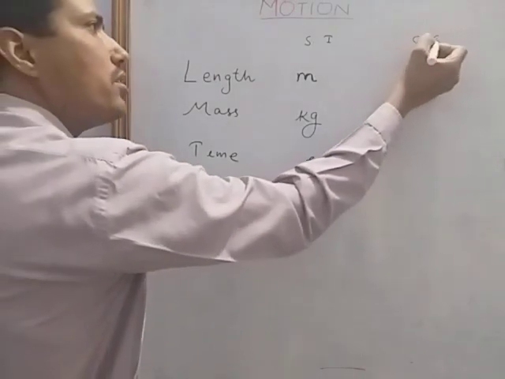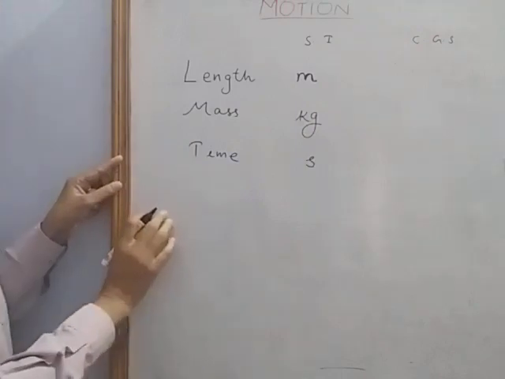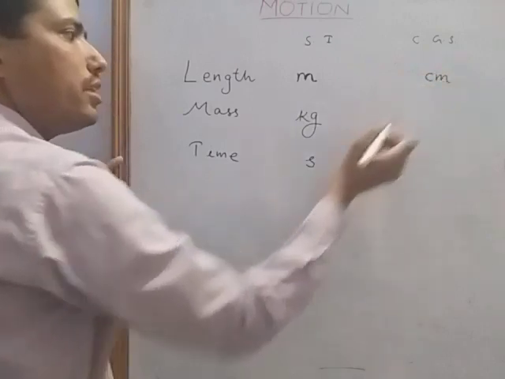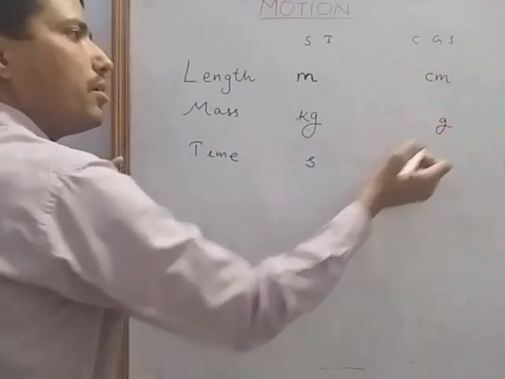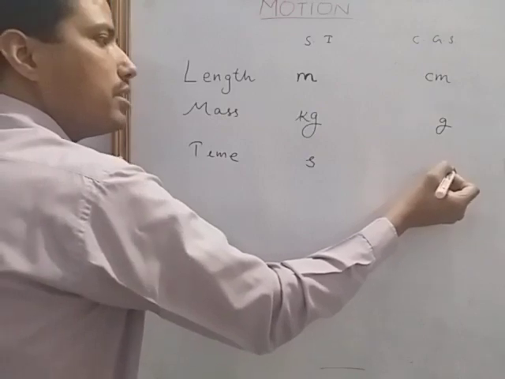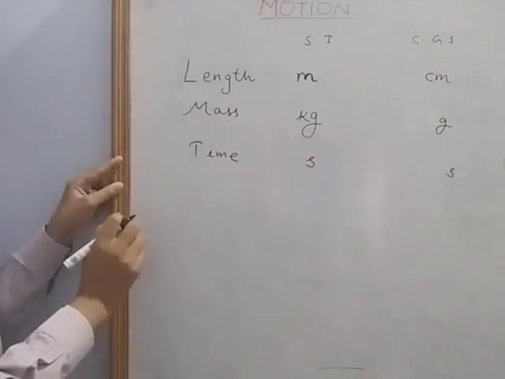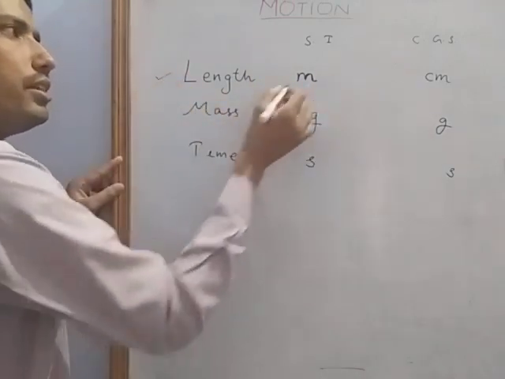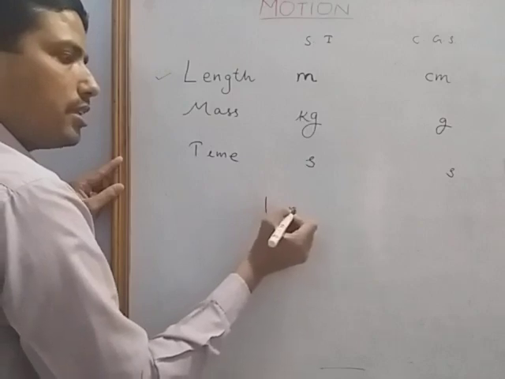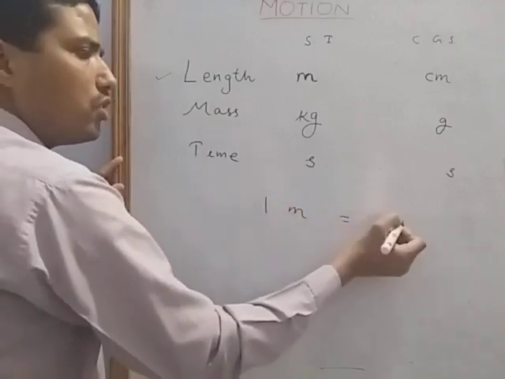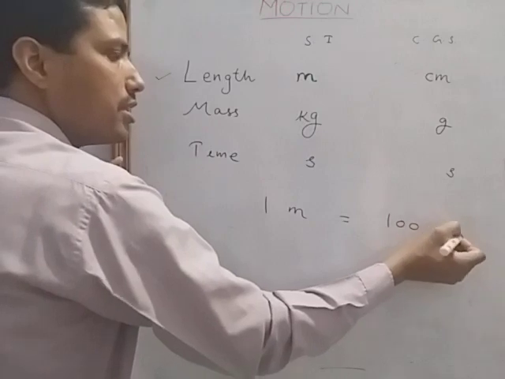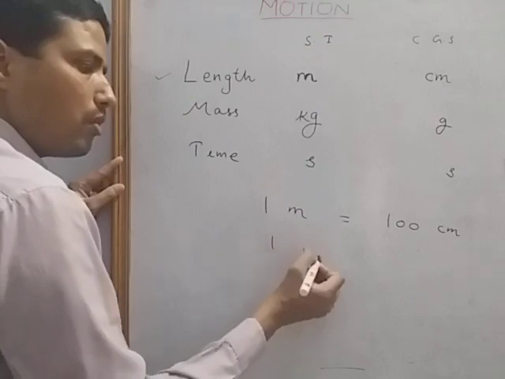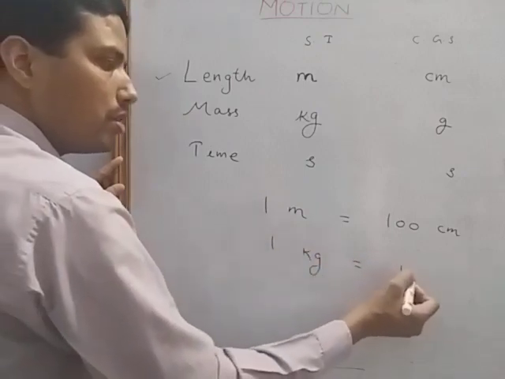Likewise, the CGS units for length, mass, and time are centimeter for length, gram for mass, and again for time it is second. Let us see the relation between them. For length, meter and centimeters, they are related using this relation. 1 meter, you must be knowing this, students, that is 100 centimeter. Likewise, kilogram and gram also you must be knowing. 1 kilogram is equal to 1000 gram.